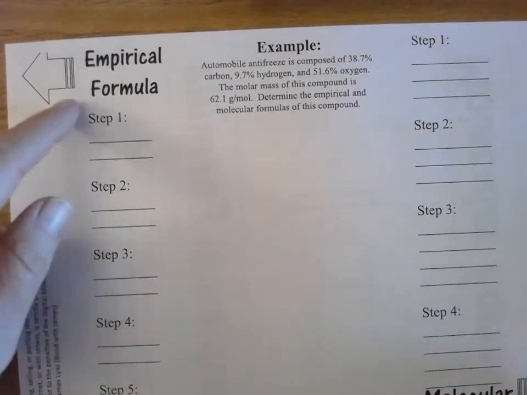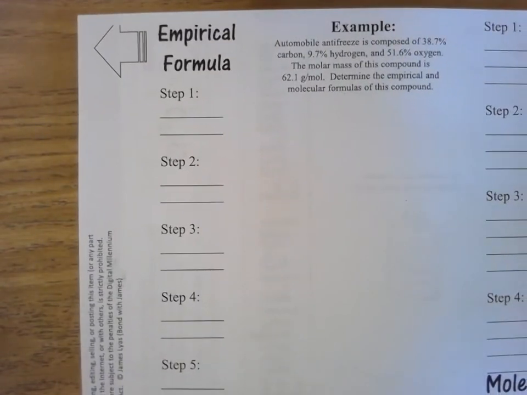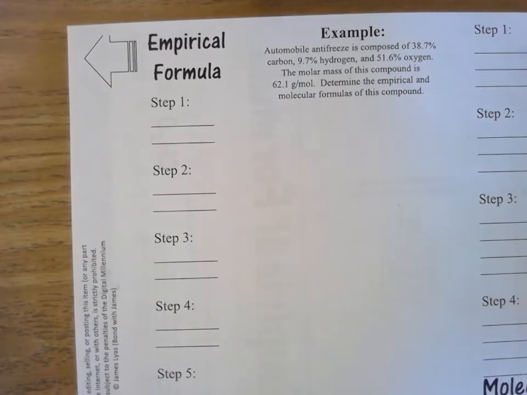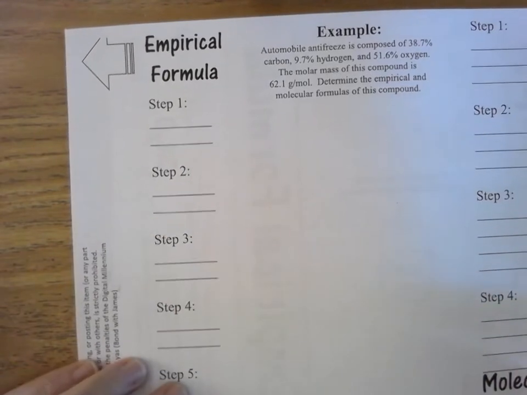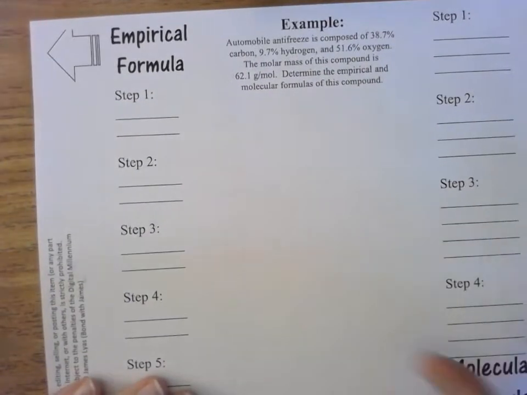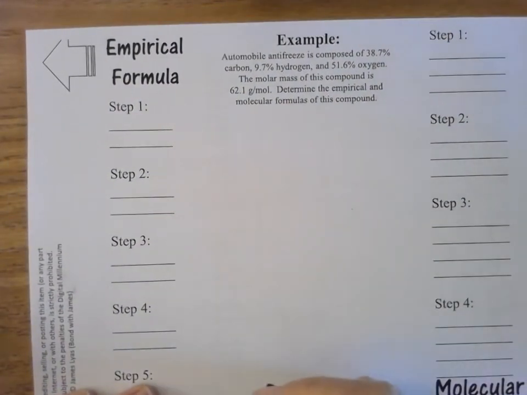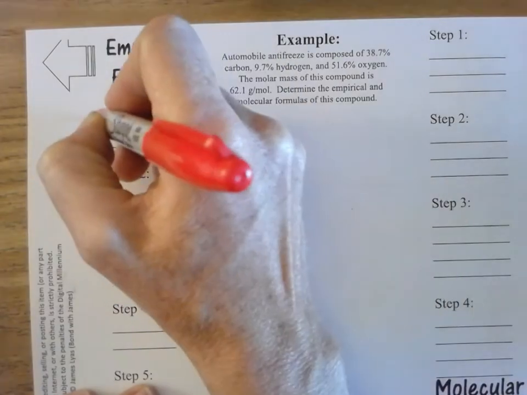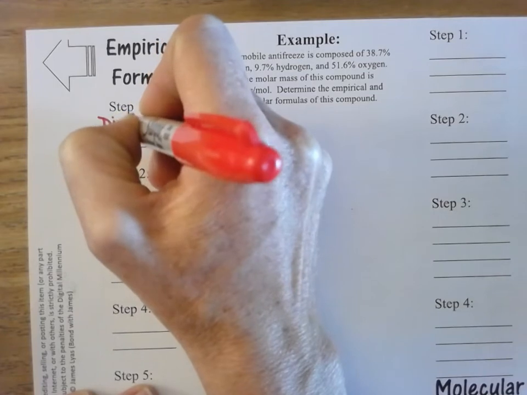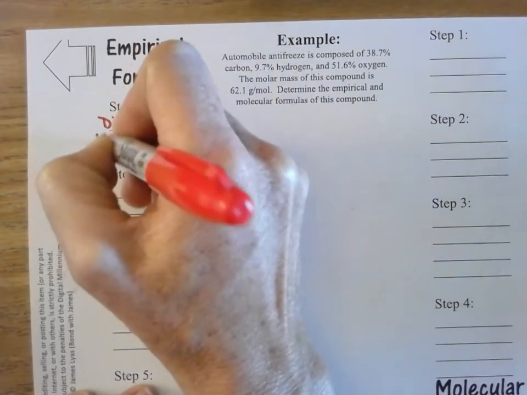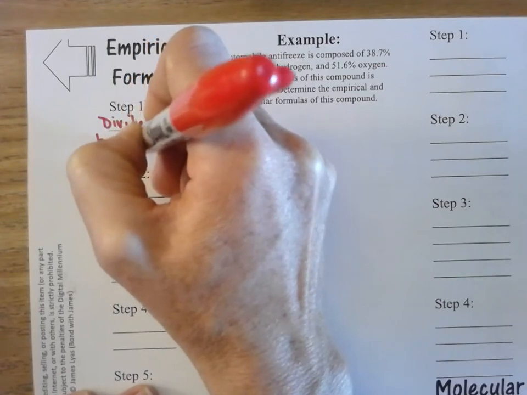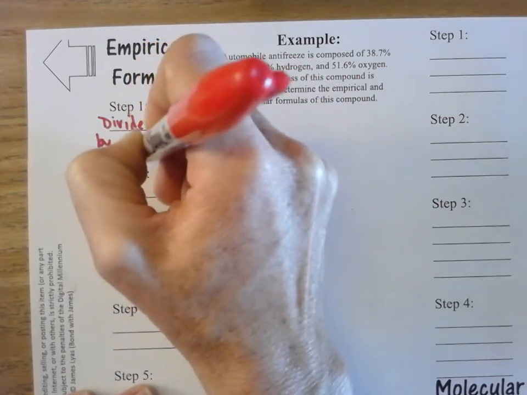So empirical formulas on this side, that is what we're going to focus on. The only time you do this is when they ask for the empirical formula and they give you percents, and then you go through this step-by-step process to find the empirical formula. So if I write it, you write it. Alright, step number 1. You're going to divide the percents by their atomic masses. That is step number 1.